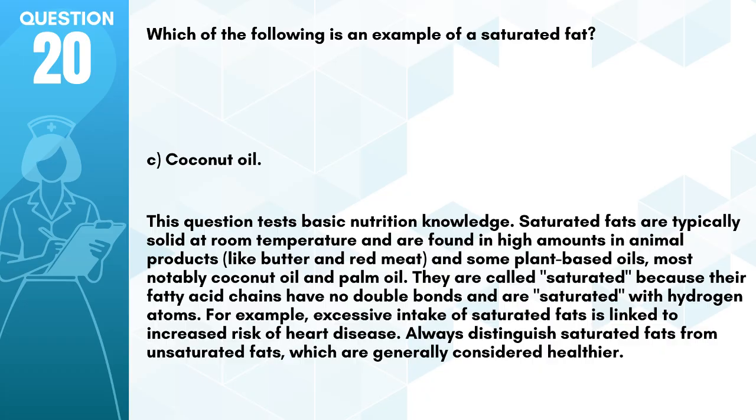Saturated fats are typically solid at room temperature and are found in high amounts in animal products, like butter and red meat, and some plant-based oils, most notably coconut oil and palm oil. They are called saturated because their fatty acid chains have no double bonds and are saturated with hydrogen atoms. For example, excessive intake of saturated fats is linked to increased risk of heart disease. Always distinguish saturated fats from unsaturated fats, which are generally considered healthier.